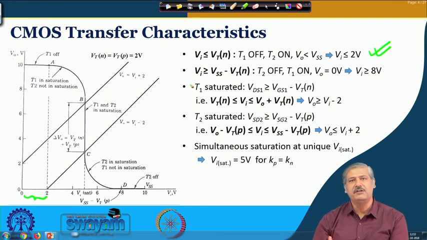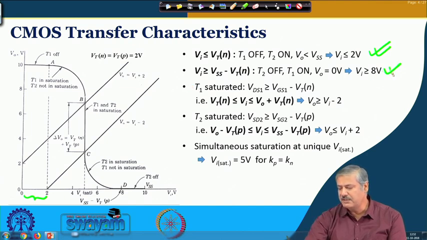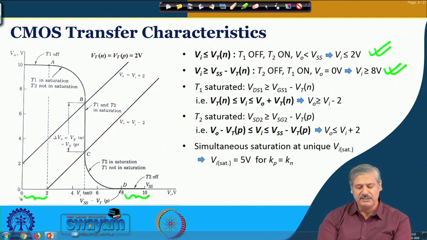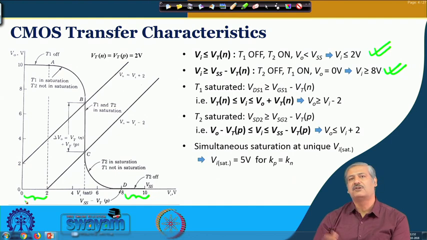That means the P channel does not get properly formed, okay, it is below the threshold voltage. So when Vi is greater than 8 volt, what is happening? T2 is off, but at that time definitely the N channel has got a voltage which is more than the threshold voltage, so T1 will remain on. So these are the two extreme cases we have seen, okay.